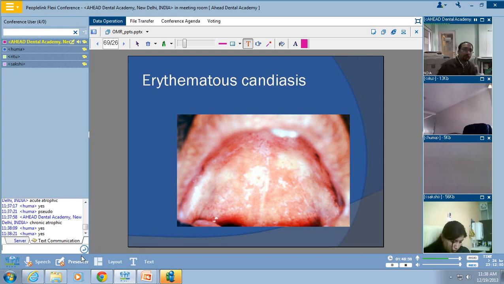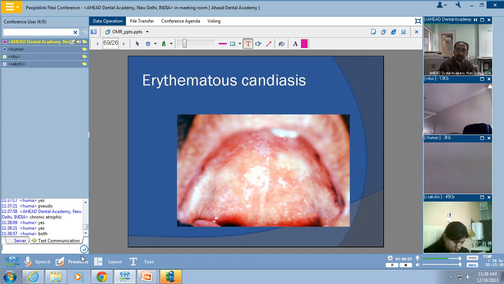Is it superficial fungal infection, deep fungal infection, or both? Very good. It is both. It can be affected as superficially as well as a deep fungal infection. In fact, it is the only fungal infection that can have both a superficial as well as a deep fungal infection involvement. What are the other examples of deep fungal infection?